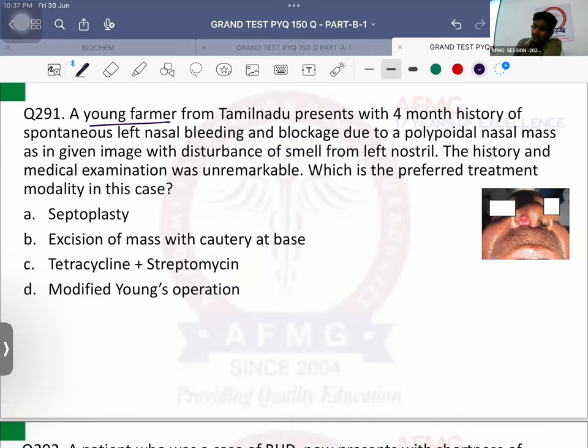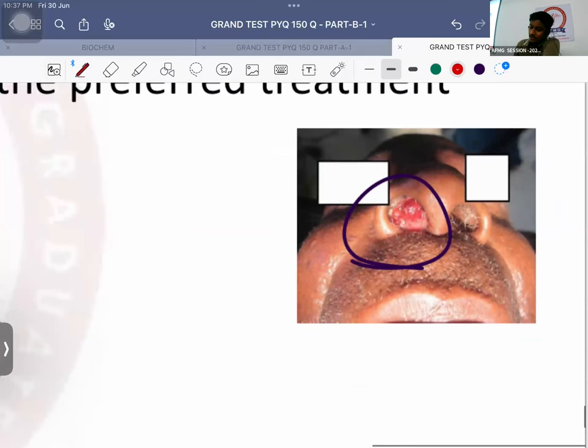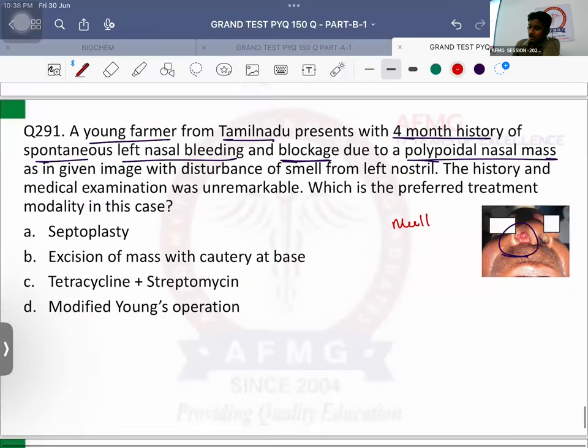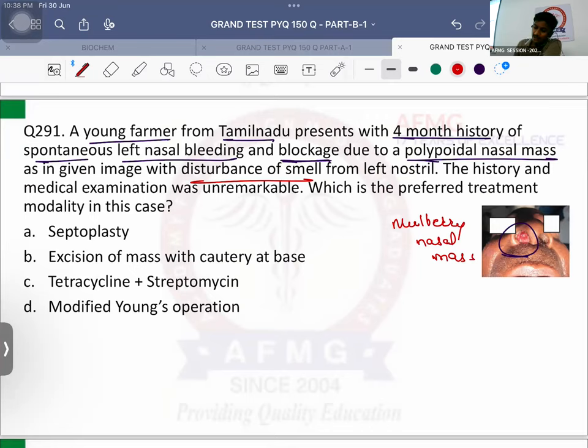A young farmer from Tamil Nadu presents with a 4-month history of spontaneous left nasal bleeding and blockage due to a polypoidal nasal mass, which is given in the image. What does the image look like? A mulberry or strawberry-like nasal mass with disturbance of smell from the left nostril. The history and medical examination were unremarkable. What is the preferred treatment modality in this case? What is the diagnosis?